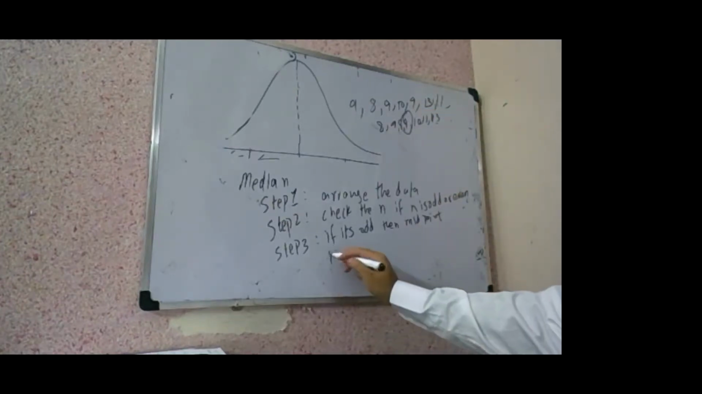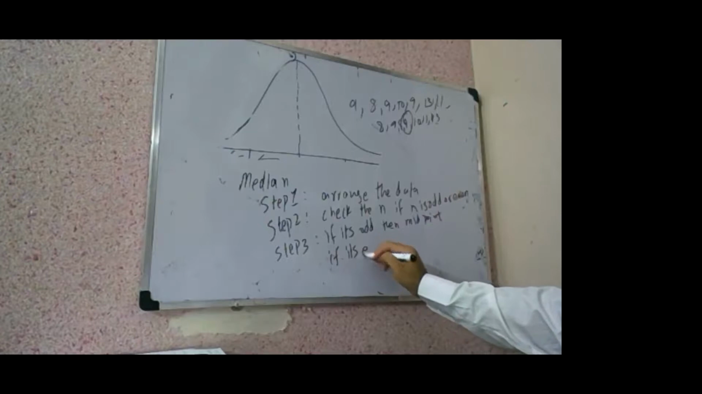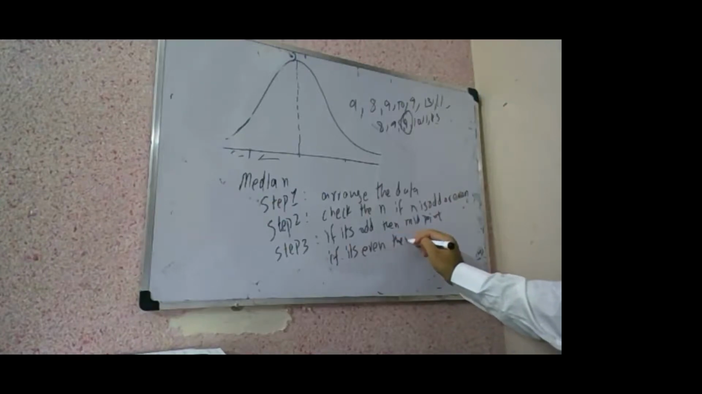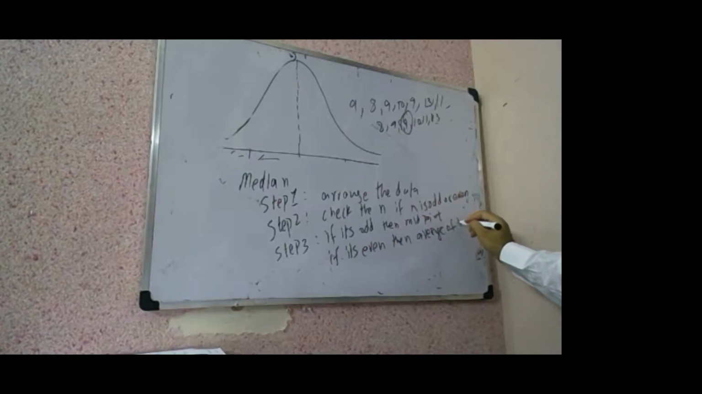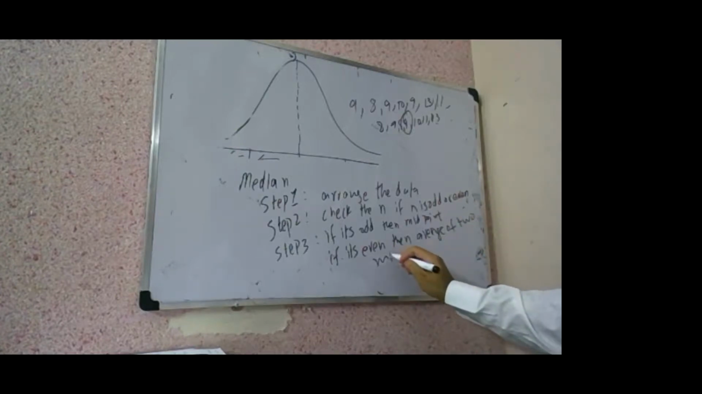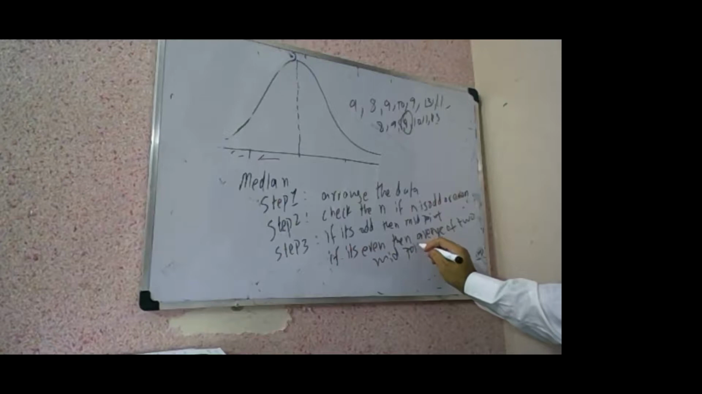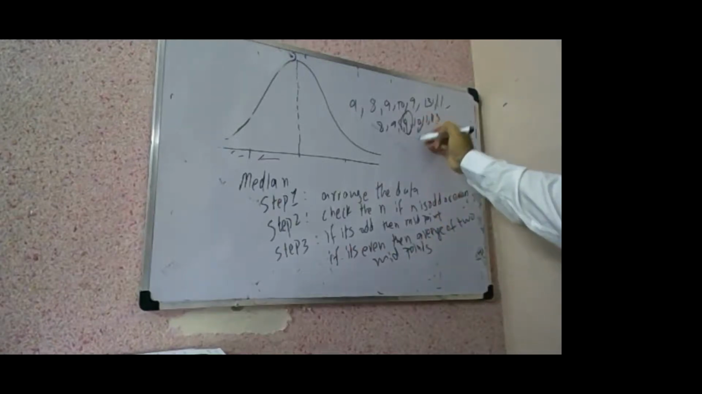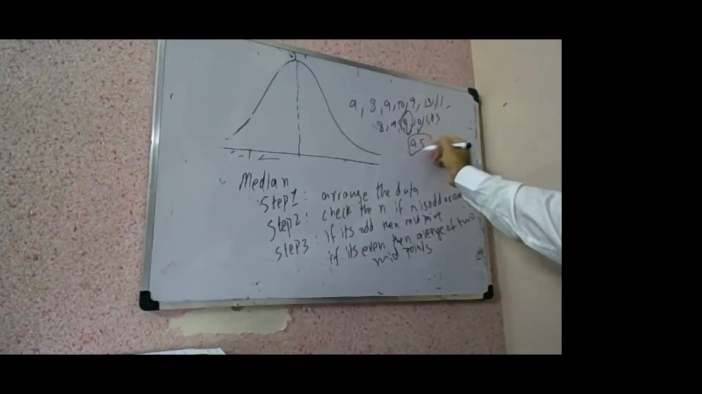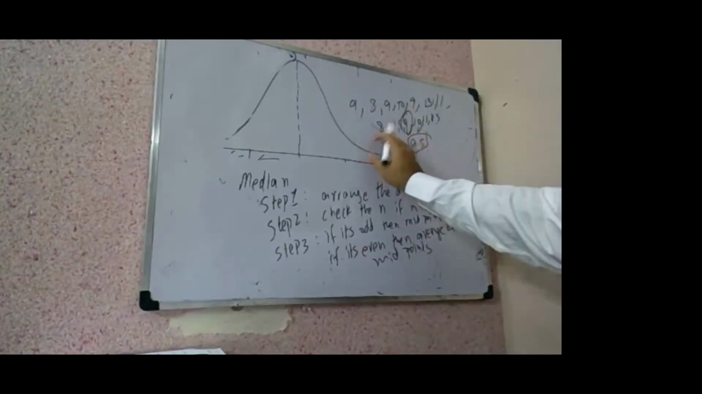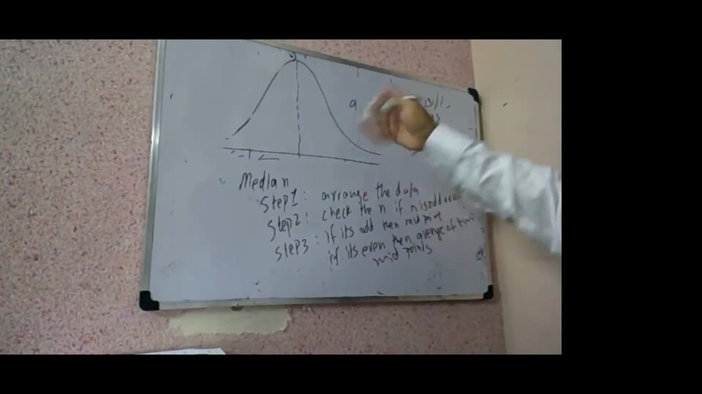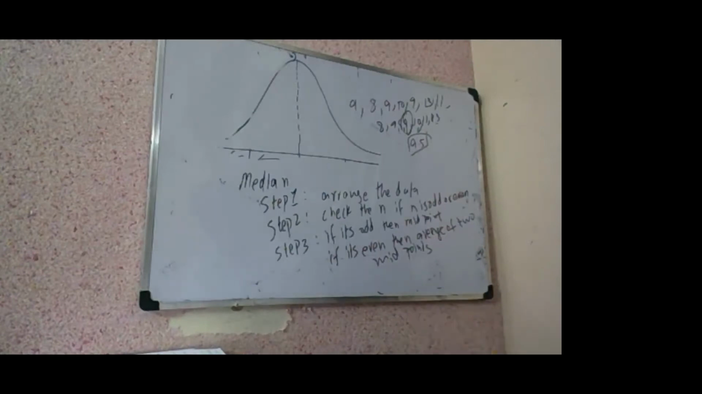If it's even, then take the average of the 2 midpoints. For example, 9 and 10, so it will be 9.5, right? So take the center two values. This won't be affected by outliers. If some data is far out here, it gets kept out of the calculation.